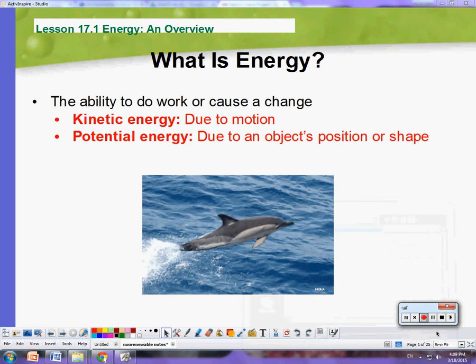So, potential and kinetic, make sure you write it down. Kinetic is due to motion. Potential is the object's position in space that will have motion if given. Make sure you write these down. Moving on.